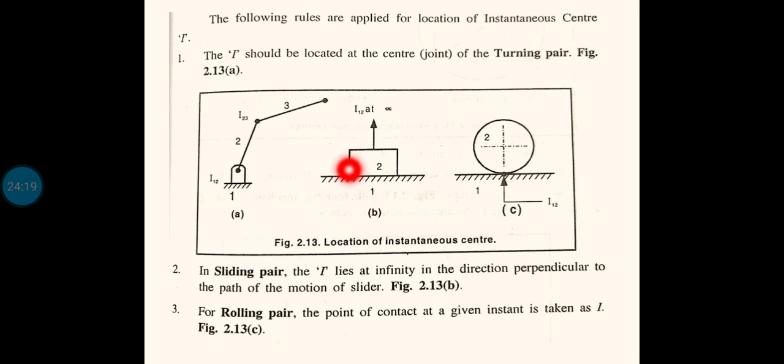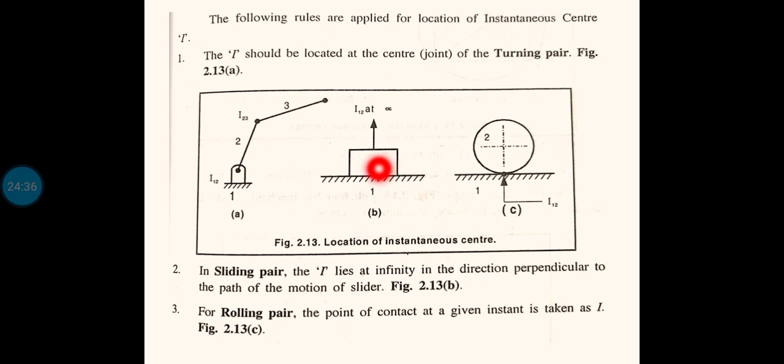See, this block is actually sliding over this horizontal surface. Actually this surface is stationary. So in this case, the I lies at infinity in the direction perpendicular to the path. See, the instantaneous center will be along this line. And I can also explain the same thing in a different manner.